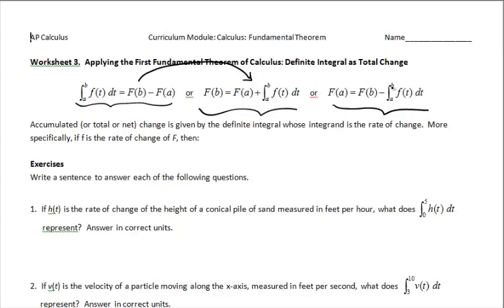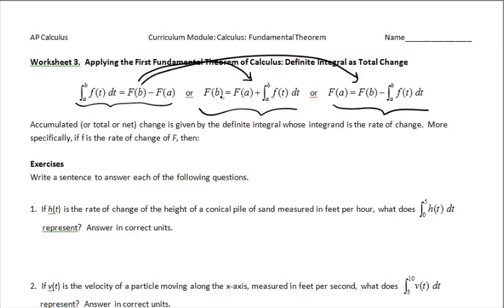Here's another alternate form of the FTC. Notice that f evaluated at a is isolated. So if f of a is isolated, algebraically, you could add this to the other side and make it a positive value. But then you'd have to subtract the integral from a to b. And that's exactly what happened here. So these two are just different arrangements of the fundamental theorem of calculus.